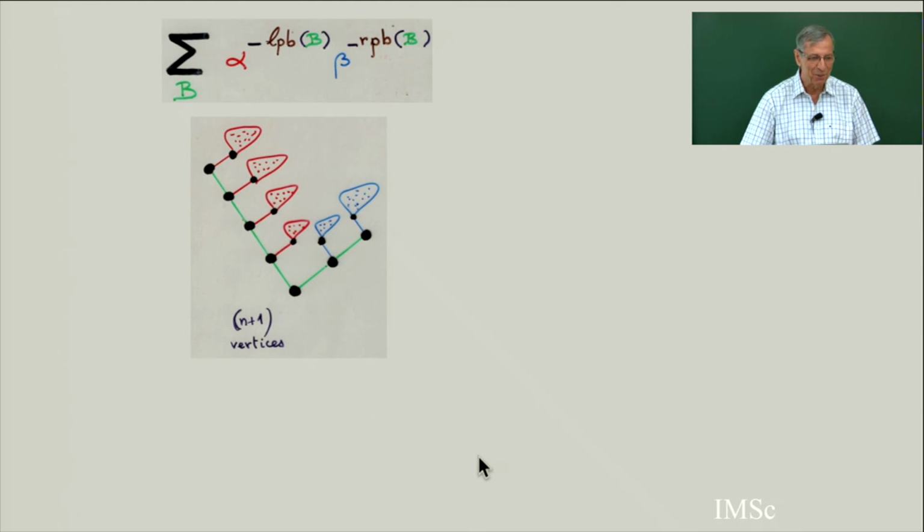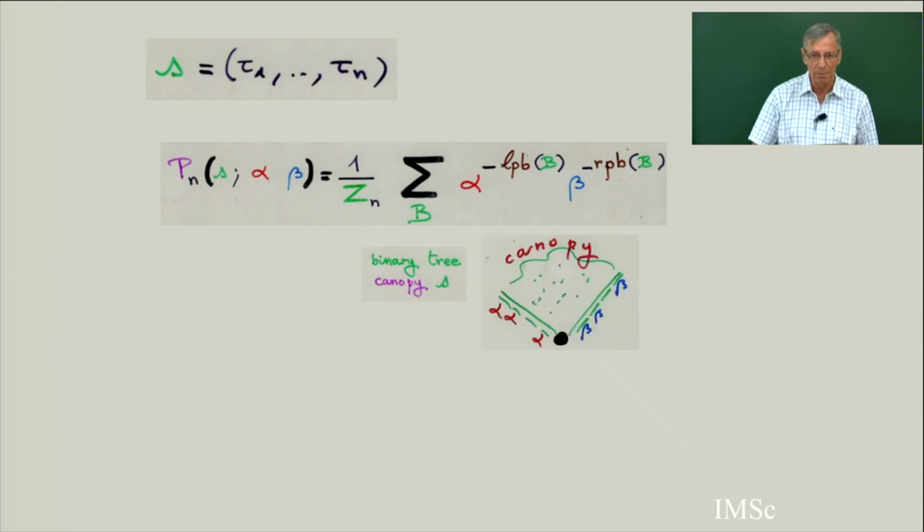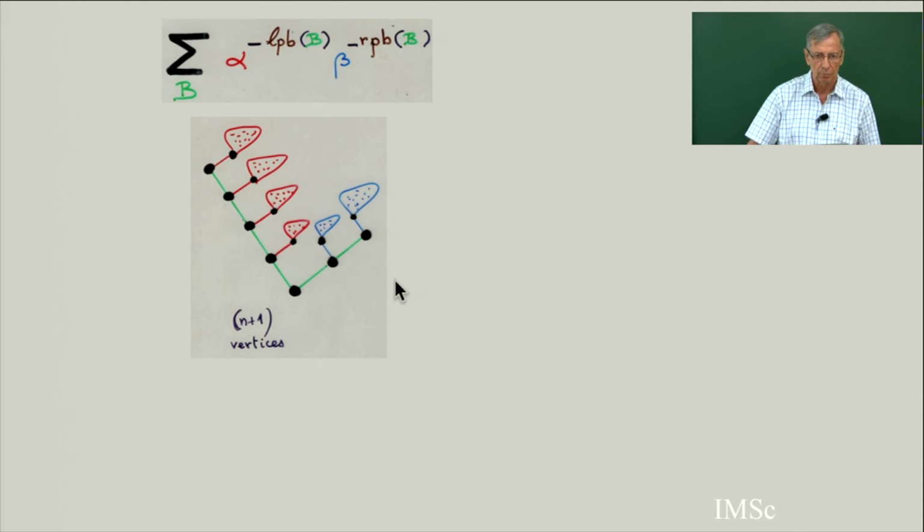So the partition function, what is the partition function? It's a sum; you have to sum over all binary trees of this parameter. And the partition function is there because, to get a probability, you have to divide to get a total of 1. So it's the sum of all this over all possible canopies, so over all possible binary trees. I have this sum. And now suppose I have a binary tree with n plus 1 vertices.